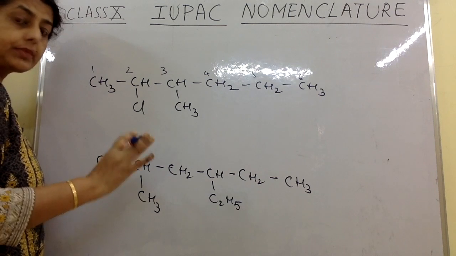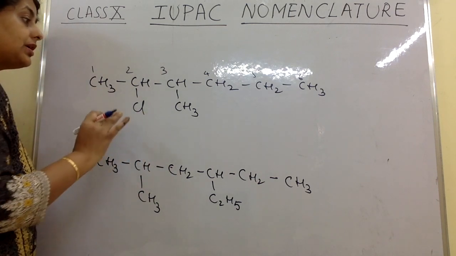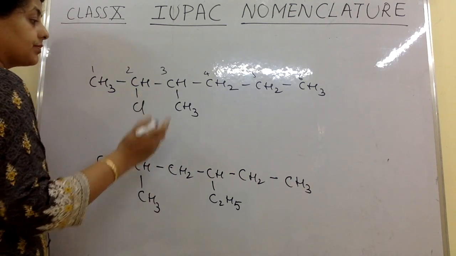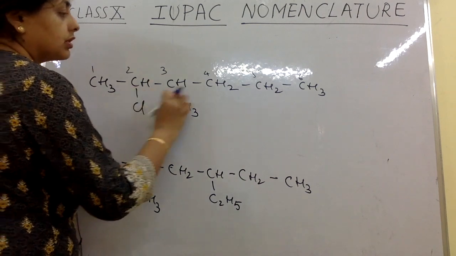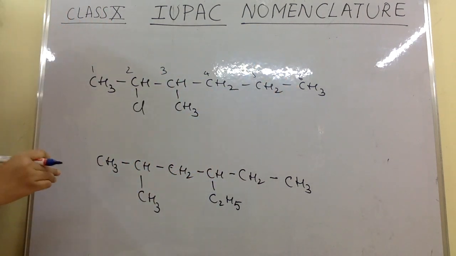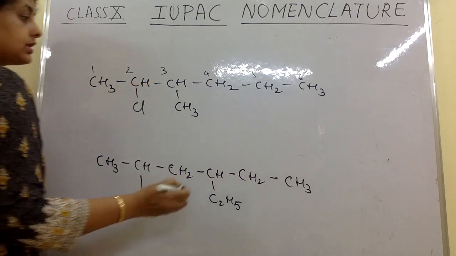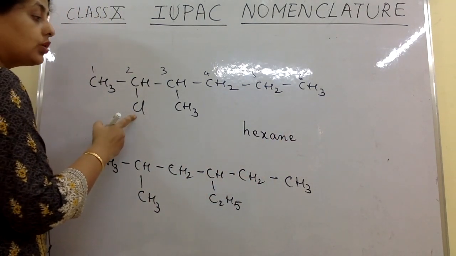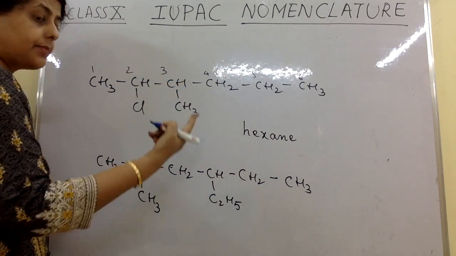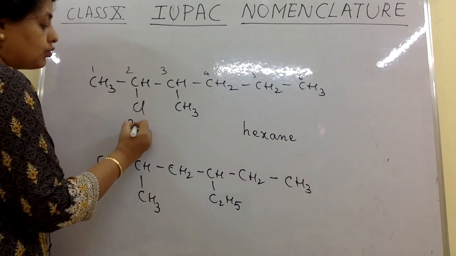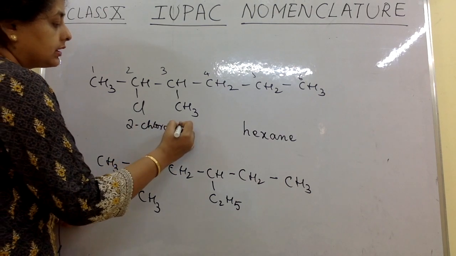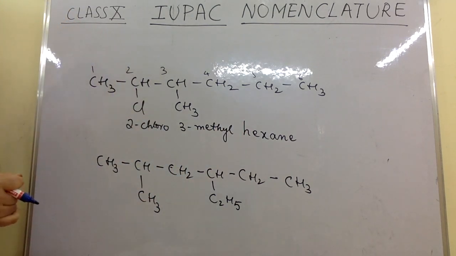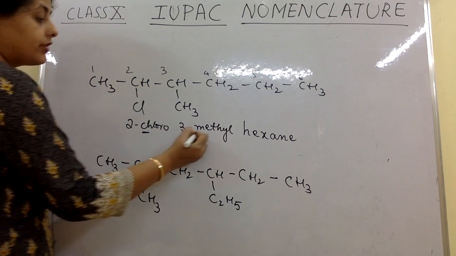That's it. Now, coming to the naming part of it, this is chloro, this is methyl. Then I will follow the alphabetical system. Then it is 1, 2, 3, 4, 5, 6. It's a hexane, all single bonds. And then this is 2-chloro. Chlorine C, methyl M comes later. So it is 2-chloro, 3-methylhexane. So I am following the alphabetical order.